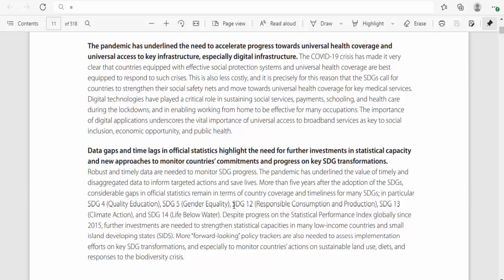Data gaps and time lags in official statistics highlight the need for further investment in statistical capacity and new approaches to monitor countries' commitments and progress on key SDG transformation. Okay, robust and timely data are needed to monitor SDG progress. Okay, so maybe this explains why most of their executive summary doesn't even talk about the SDG thematic areas. Maybe this is the problem. Maybe they were finding challenges actually finding consistent data.